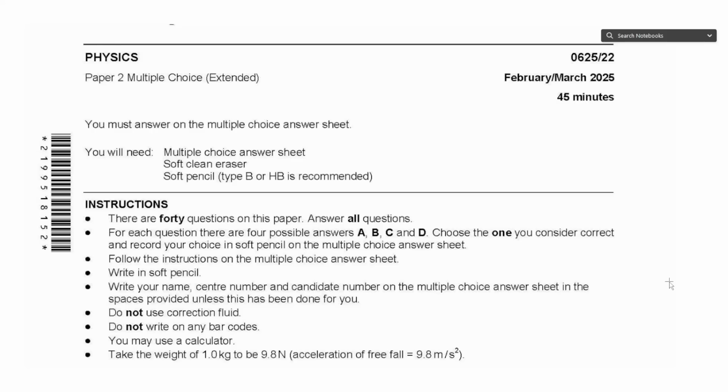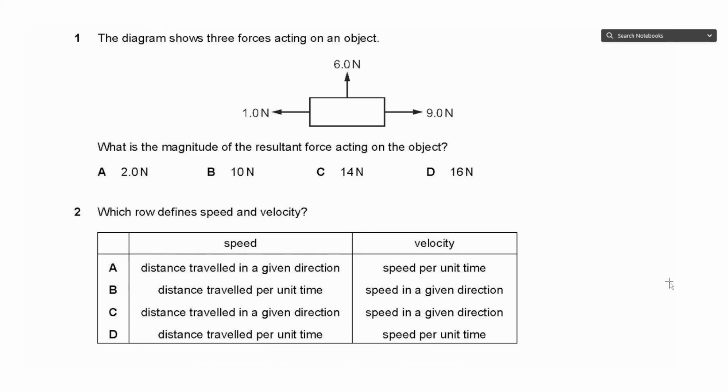In this video I will be solving the paper 2 exam for February-March 2025. So let's get started. Question 1 says the diagram shows three forces acting on an object. What is the magnitude of the resultant force acting on the object?